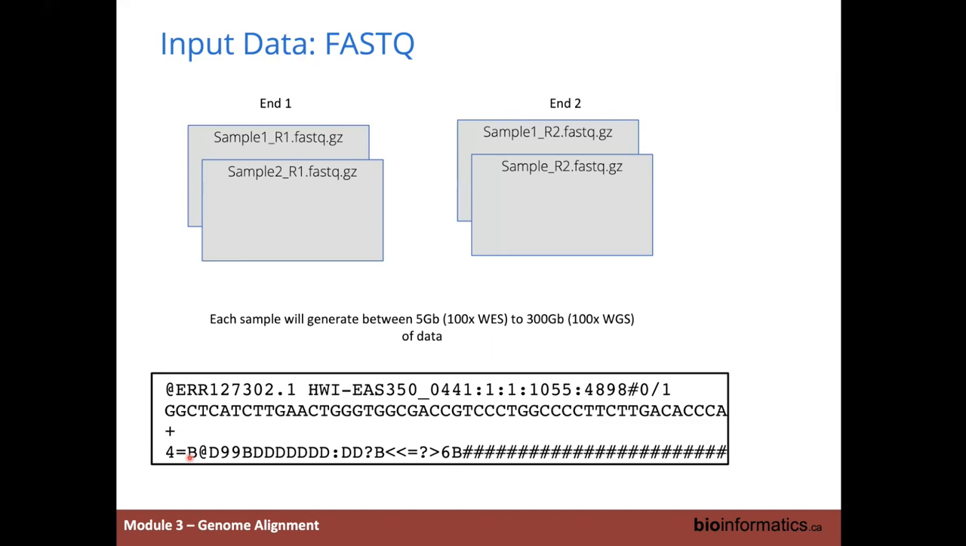So we use ASCII characters, which can be translated into numbers. If you take each character, you can translate it into a number, and then it gives you the value of the quality that has been measured.